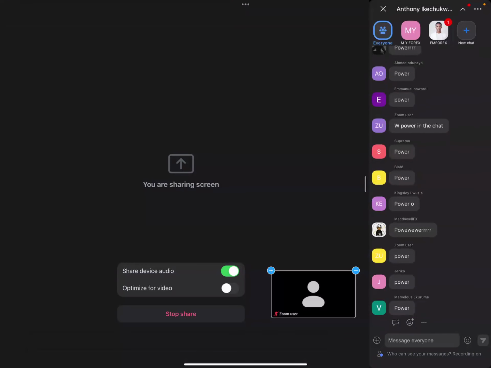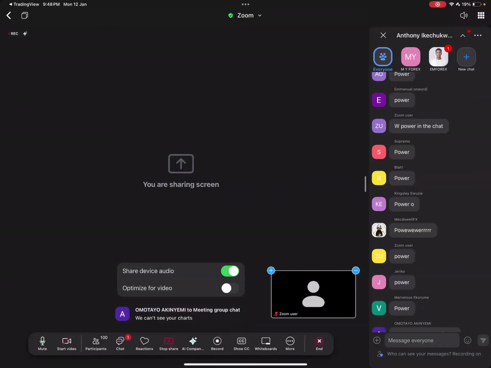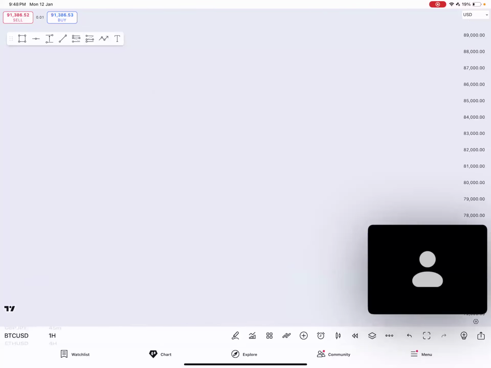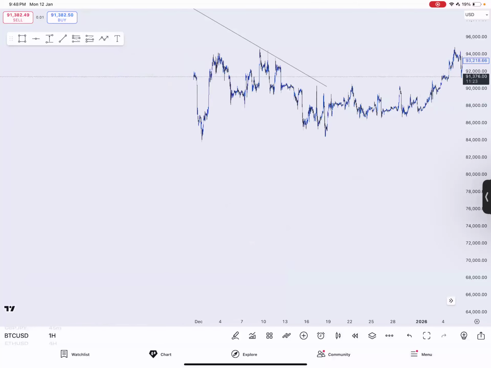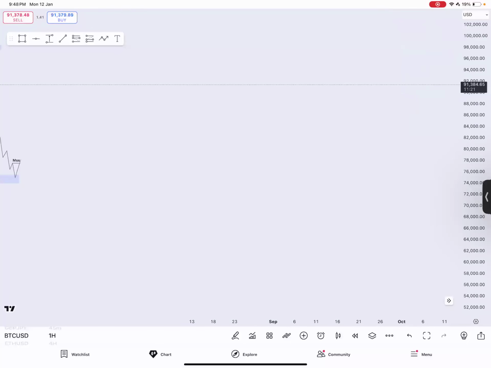A downtrend is lower highs and lower lows. For you to get an MSS, price needs to give you what? A higher high. If it's an uptrend, higher highs and higher lows. For you to get a market structure shift, the price needs to give you what? A lower low. So that is how you mark an MSS.